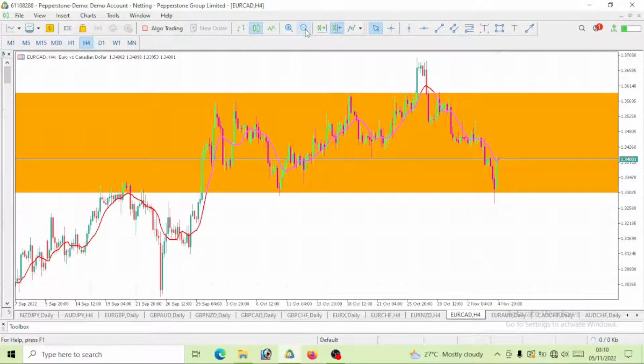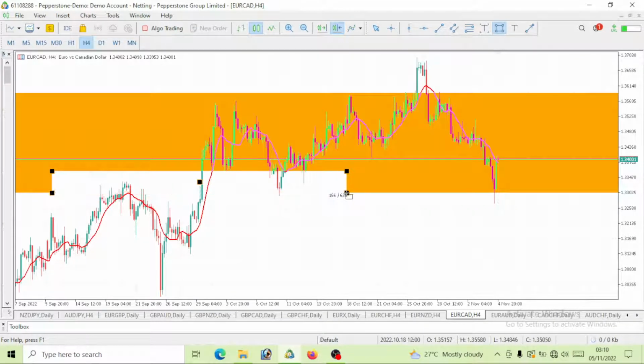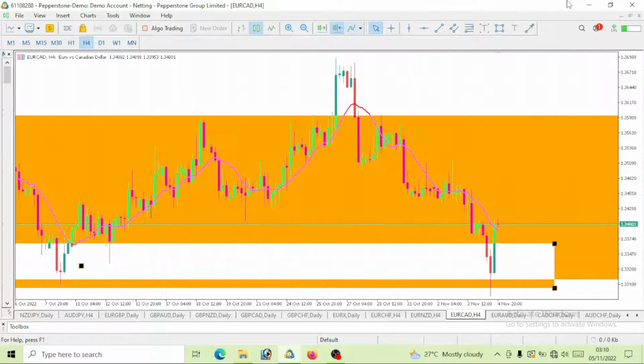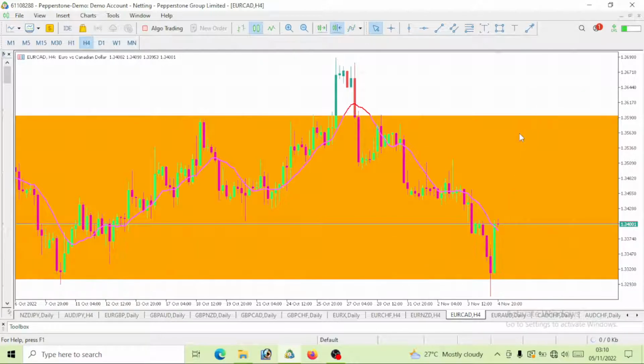And let's see this rejection here. We saw price was rejected here. We saw price come again and get rejected here. We saw price at this level, it is now rejected. So it makes sense for this EURCAD to start giving us that bullish move upward for this week.